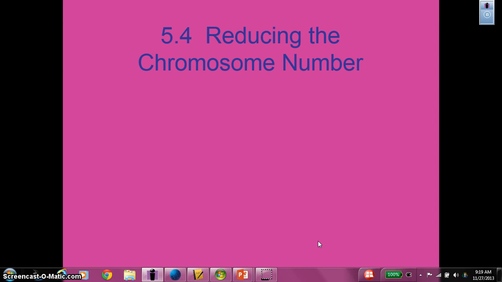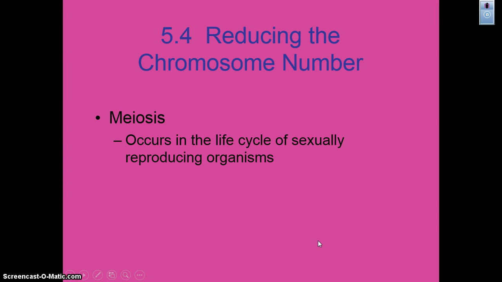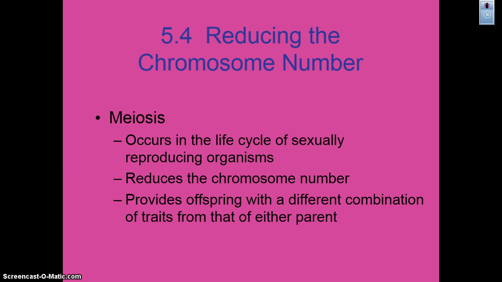Meiosis is reducing the chromosome number for sexual reproduction to occur. So it occurs in the life cycle of sexually reproducing organisms, and the purpose is to reduce the chromosome number so that the offspring have the same number as the parents.